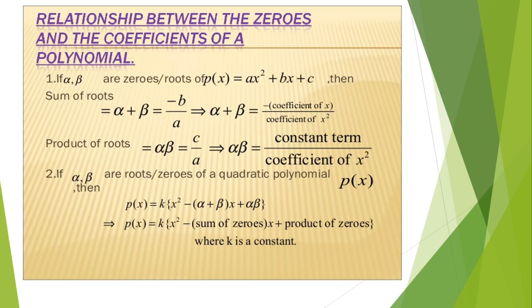Similarly, product of zeros alpha beta equals c by a, that is, constant term by coefficient of x square. See, if the quadratic polynomial is given, we can find the zeros by using the factorization method. When the zeros are given, how do we find the quadratic polynomial? By using this formula: p of x equals k into x square minus (alpha plus beta) into x plus alpha beta. This is the formula to find a quadratic polynomial when the examiner gives the zeros.